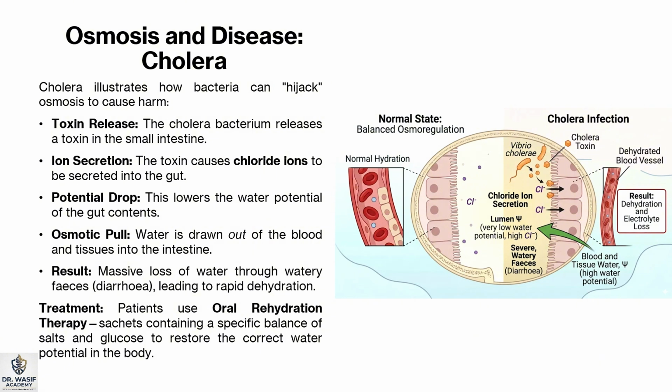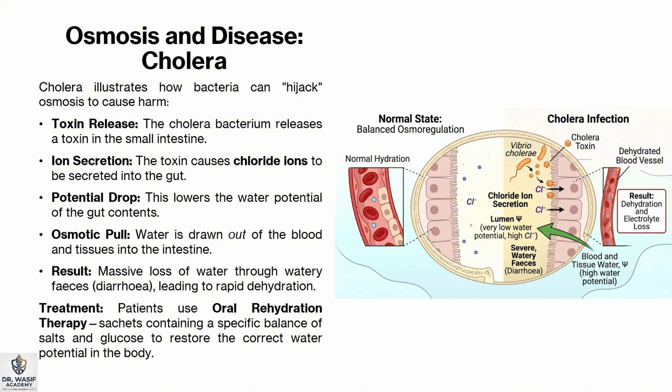To wrap up our look at human health, we have to talk about how certain diseases can actually hijack the laws of osmosis to cause harm. A prime example is cholera. Cholera is a bacterial infection of the small intestine, and it works like a deadly chain reaction. First of all, the cholera bacterium releases a powerful toxin into your gut. This toxin acts like a key that unlocks the wrong gates in your intestinal cells. It forces your cells to pump out chloride ions into the space where your food is being digested.